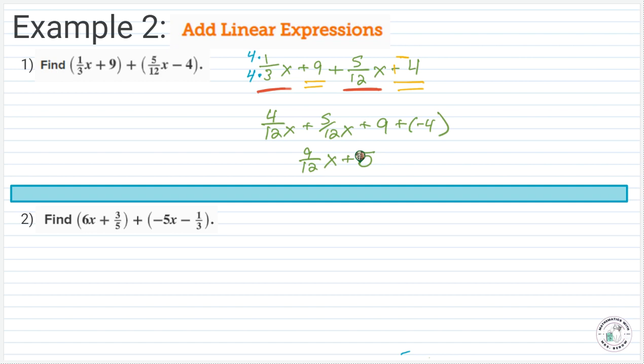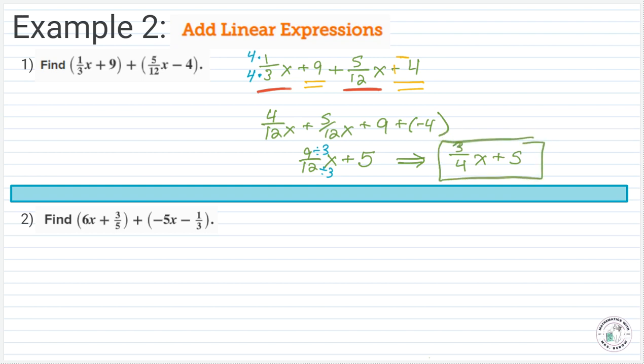The only other step we have is to make sure that we simplify our fractions. So the 9/12 can be simplified. 9 and 12 can both be divided by 3. So if I write my work here, we're dividing each of these by 3. And that is going to give me a final expression of 3/4 x plus 5. So that is the final answer on that one.